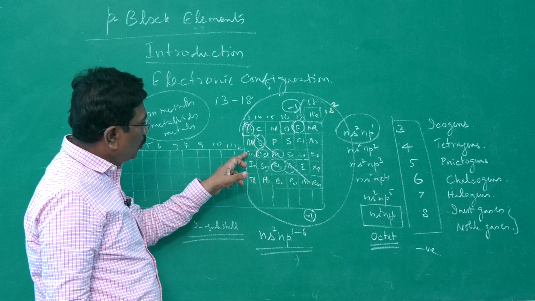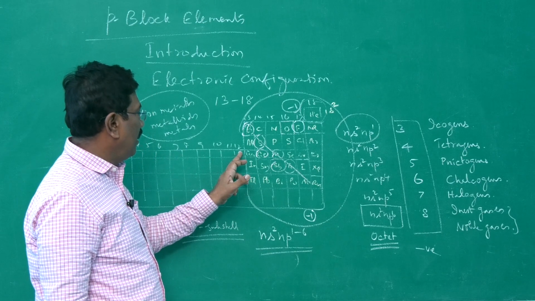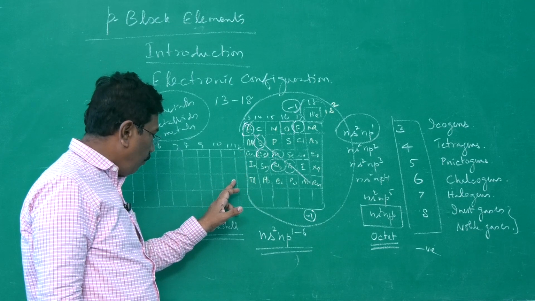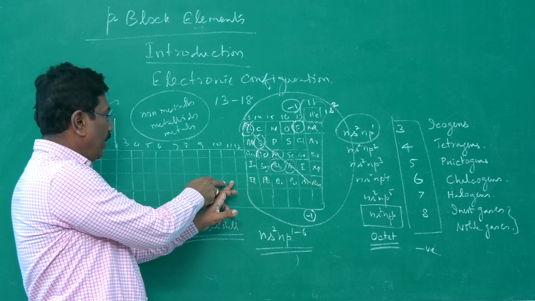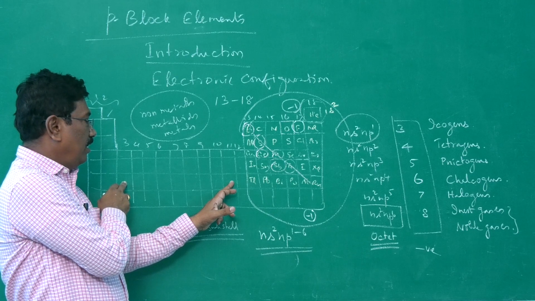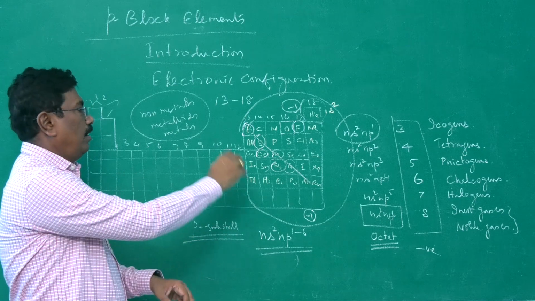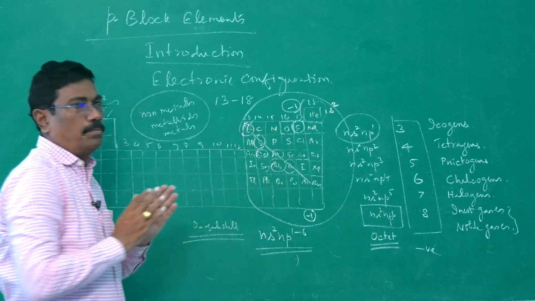When we go in for the fourth period, in between we will be getting transition elements, 3d 1 to 10, 4d 1 to 10. After 5d, you will be getting 14 elements in the f block. Inner transition elements are also intervening. It is because of that we find difference in properties among p block elements.